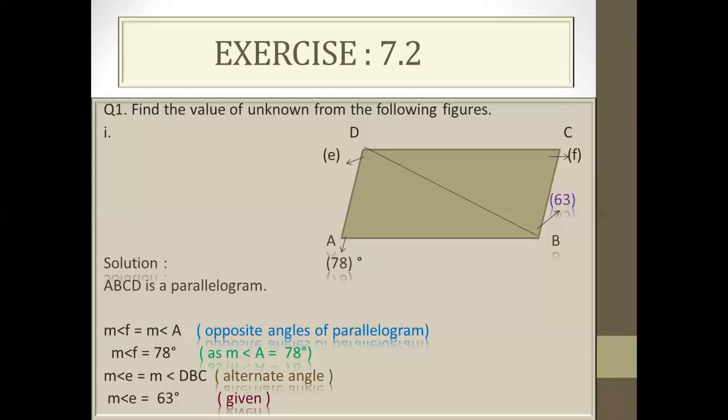And now it is the turn of E. Angle E is equal to 63. And what will be the reason? Alternate angles. Angle E and 63 degrees are alternate angles to each other. Yes, the second figure.